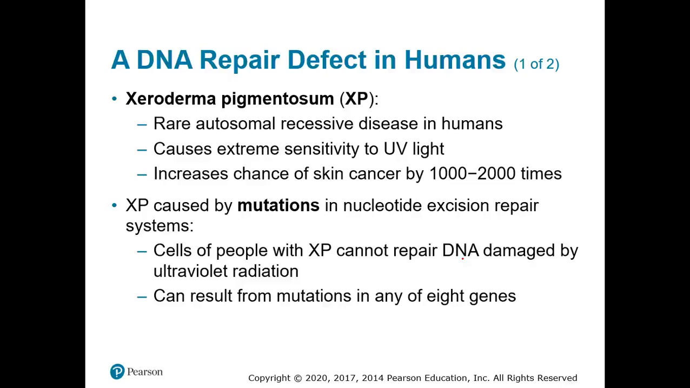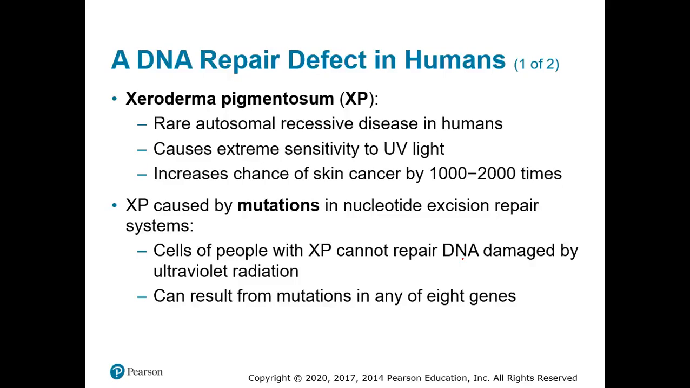Now, what happens if you have a defect in a repair system? What happens if your repair system isn't functioning correctly? And there are genetic conditions that cause exactly that. So for example, xeroderma pigmentosum, XP. This is an autosomal recessive, so we should know what that is by now. Autosomal recessive disease that essentially is a damage to this nucleotide excision repair system. It won't work. And what this causes is extreme sensitivity to UV light.